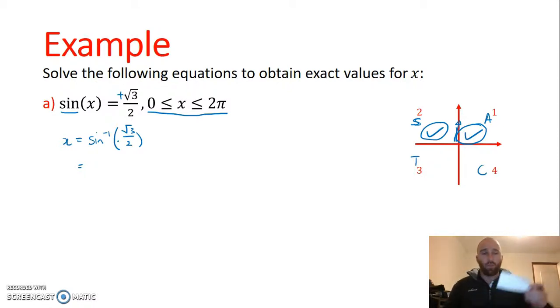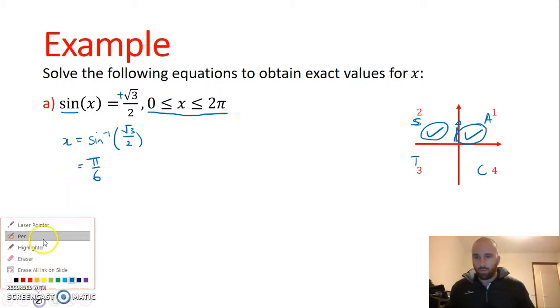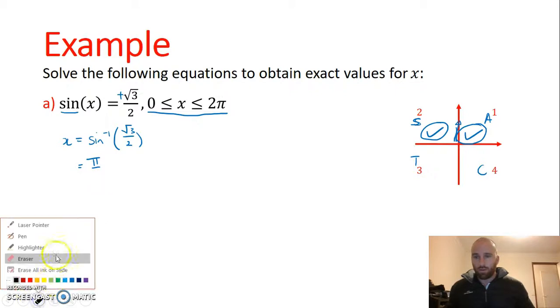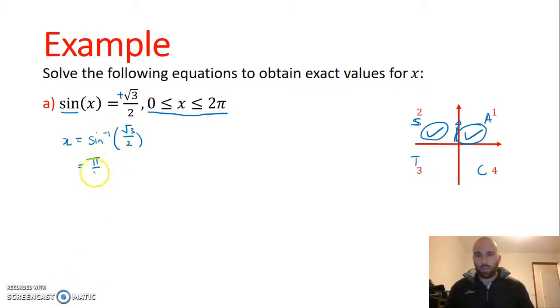If you refer to your little exact value slip that I've got there, everyone should have a handout of that, you'll find that sine square root 3 on 2 is actually pi on 6, or pi on 3, sorry. Pi on 3, not pi on 6. Give me 2 seconds. So it's actually pi on 3. That's the first solution, the solution that we find in quadrant 1.